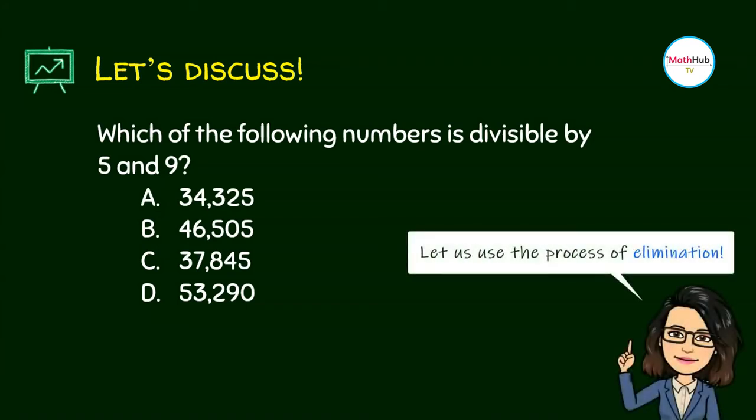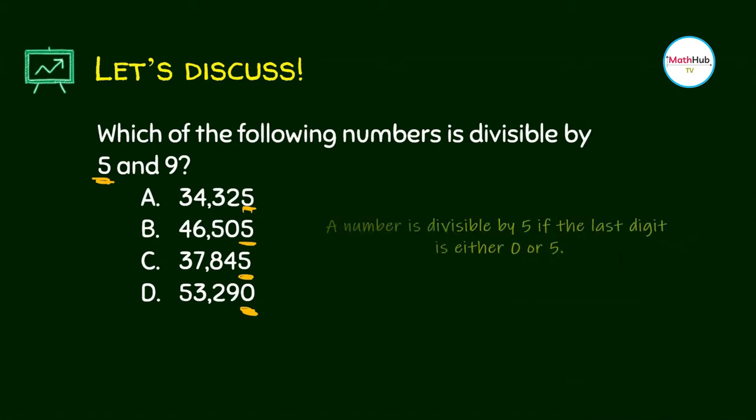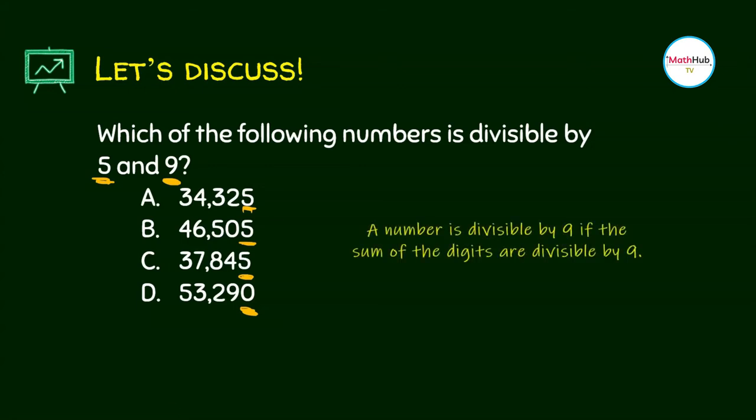First, can we eliminate anything? Are the numbers all divisible by 5? Yes. A number is divisible by 5 if the last digit is either 0 or 5. So we cannot eliminate. Next, let's see which of the numbers is divisible by 9. Again, how do we do that? We simply add the digits.